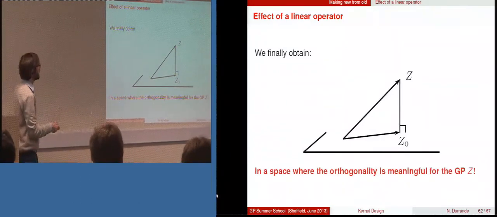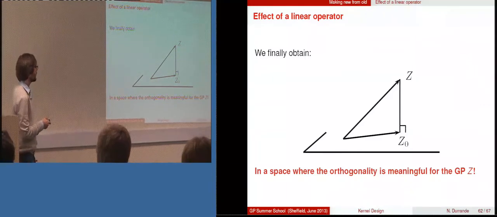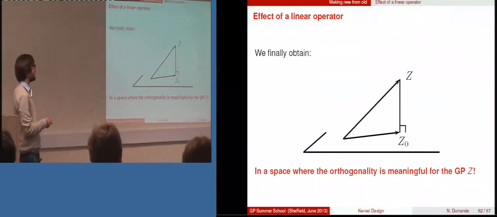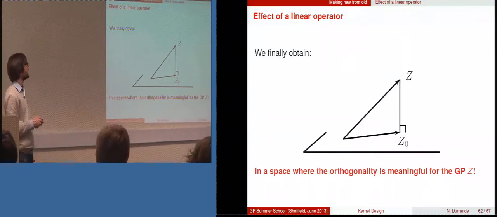So in the space that has some sense for the Gaussian process, where the covariance corresponds to an inner product, you have this orthogonality. When we were looking previously at how to project a process onto the subspace of the Riemann function, this is the one that makes more sense. So finally we obtain the decomposition, the projection we were looking for.